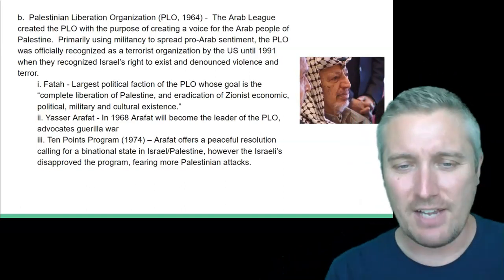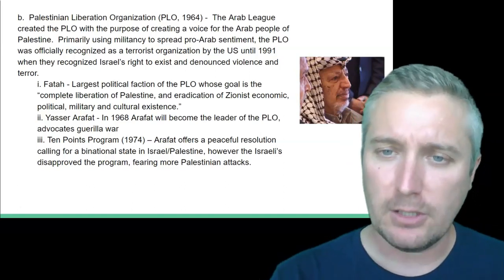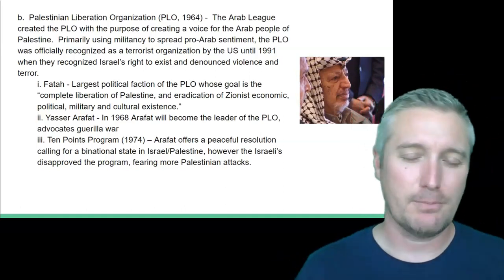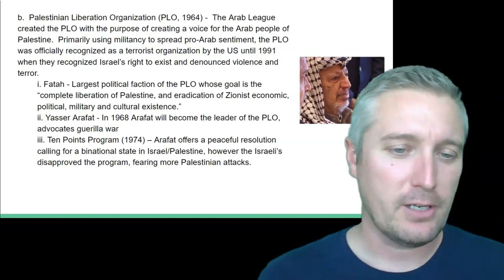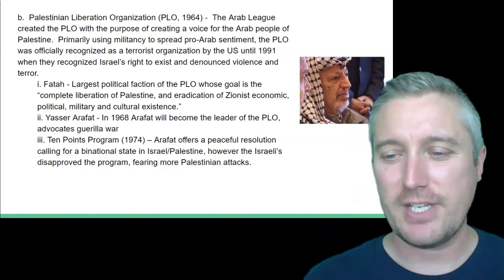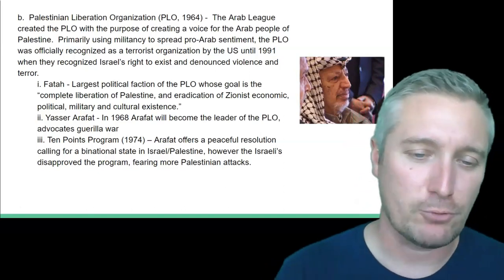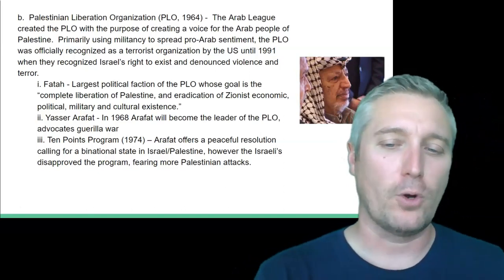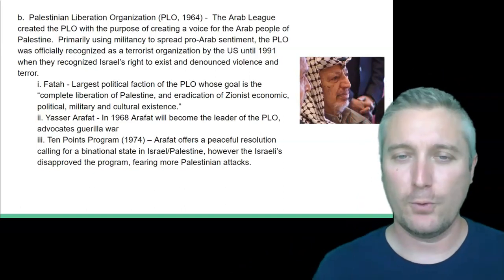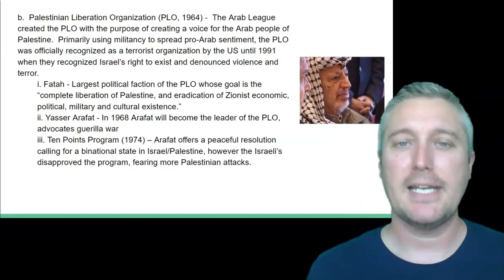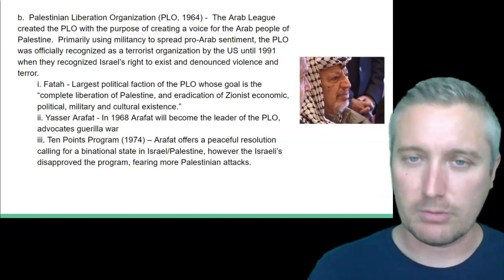In 1974, we get a little bit closer. At times throughout the Middle East in recent history, there have been points where we've kind of taken steps towards peace, but we've just never really gotten there. In 1974, he is going to offer a peaceful resolution which called for a binational state in Israel or Palestine.